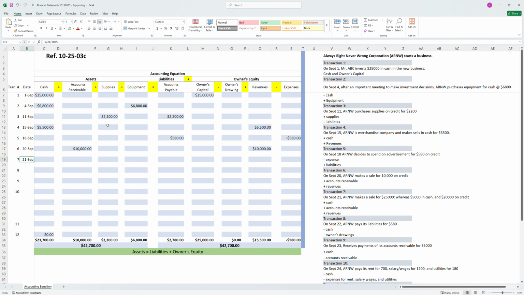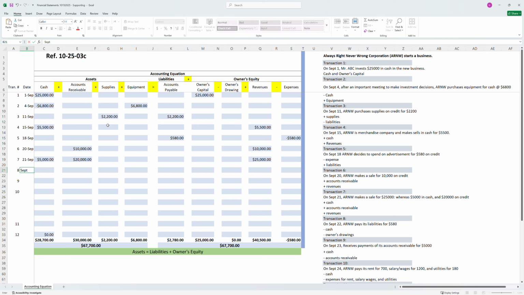Transaction number 7, it's September 21st. It's an interesting transaction that we make sales, but some of it is in cash, some of it is in credit. So how do we account for it? So first of all, it makes $5,000. So let me put this, the total sales is $25,000. So then how is it distributed? So out of $25,000, $5,000 is in cash. The rest is on credit. That means the person pays us later. So we debit accounts receivable by $20,000.